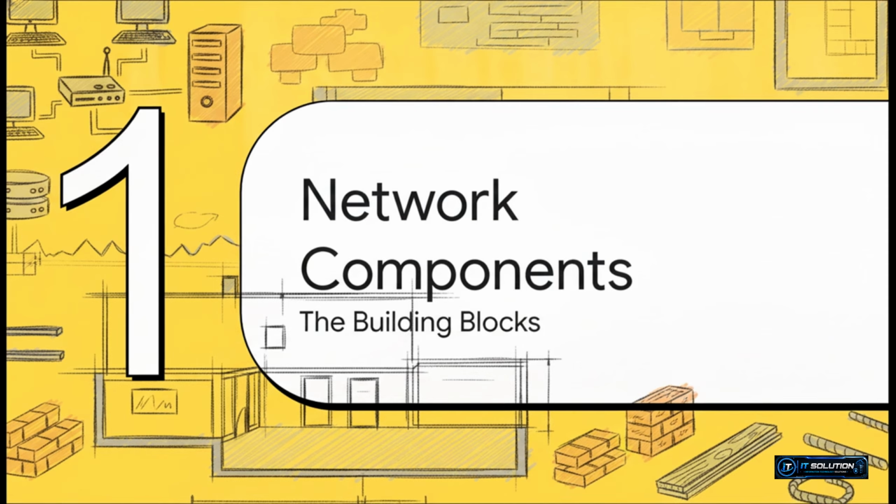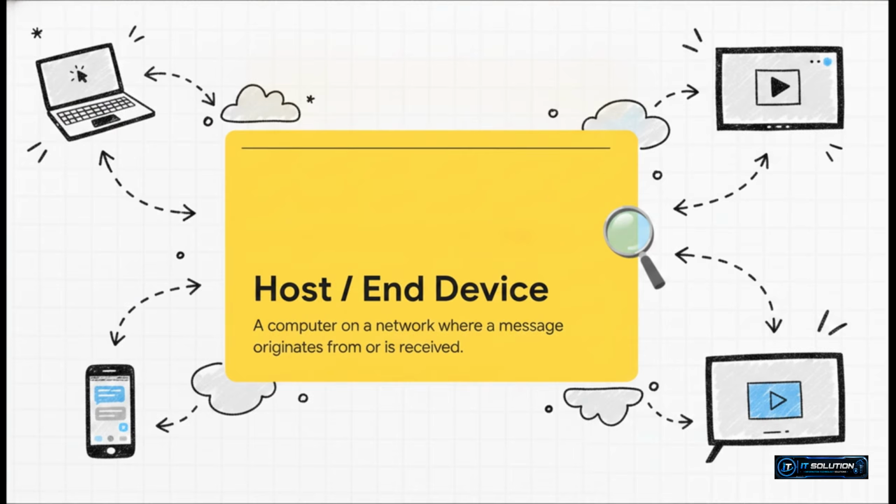Basically the building blocks. Think of a networking model kind of like the architectural plans for building a house. Before you can even think about framing the walls or putting on a roof, you absolutely have to understand your raw materials. In networking, these materials are the physical devices and the media that connect them all together. The very first critical component is what we call the host or end device. This is simply a computer on a network where a message either originates from or where it's finally received.